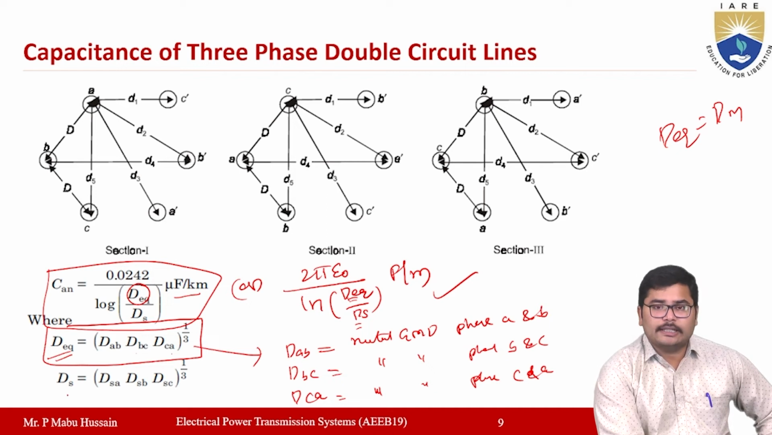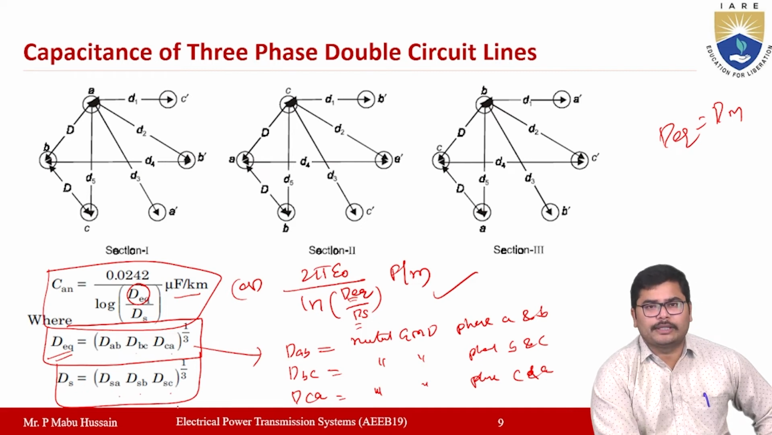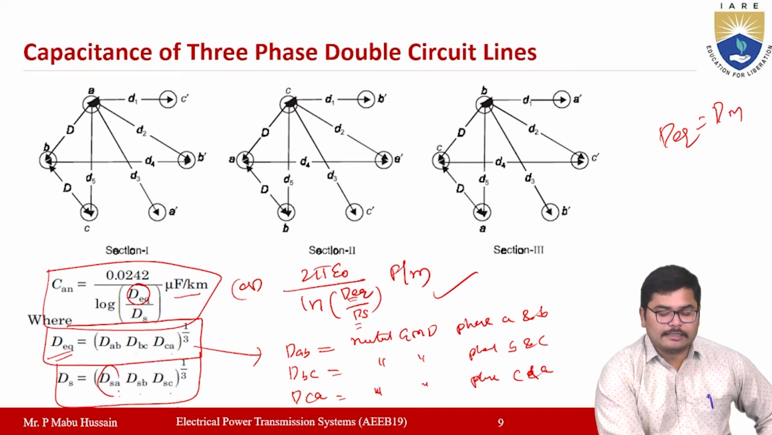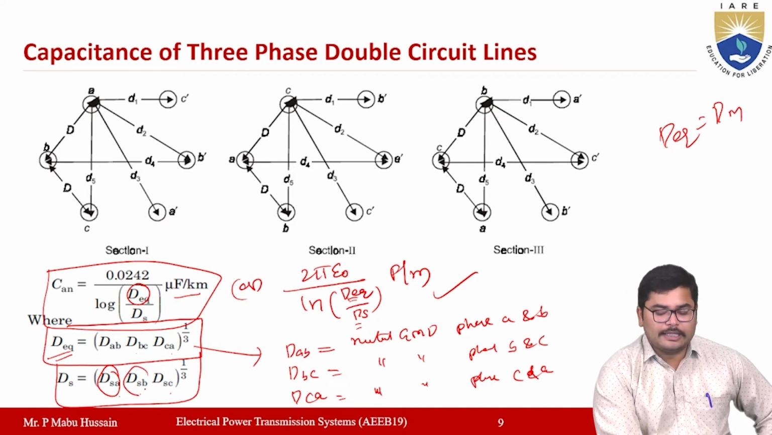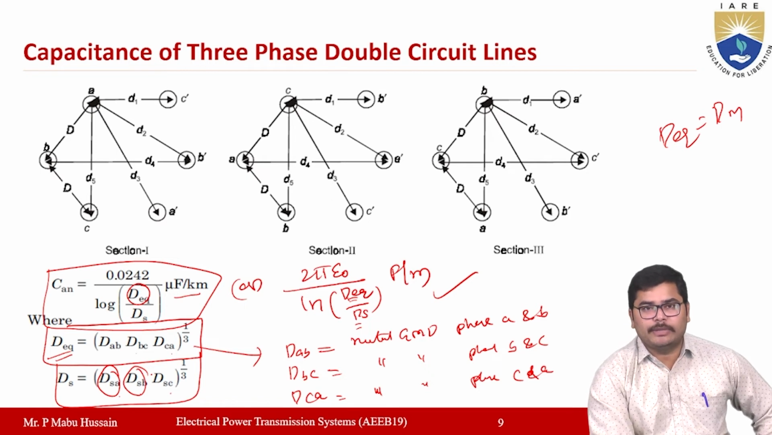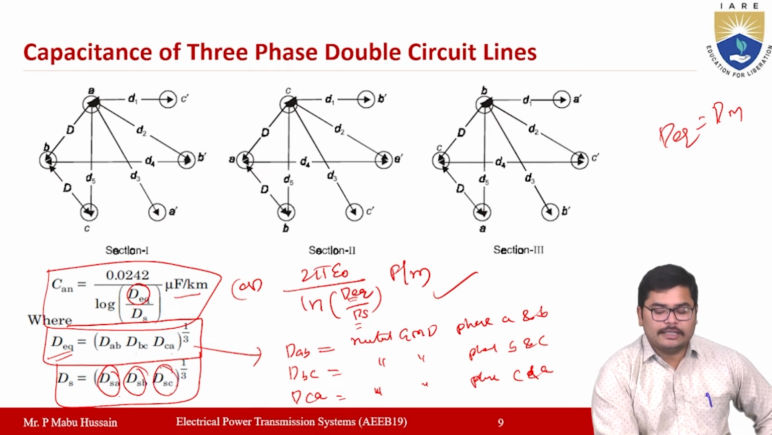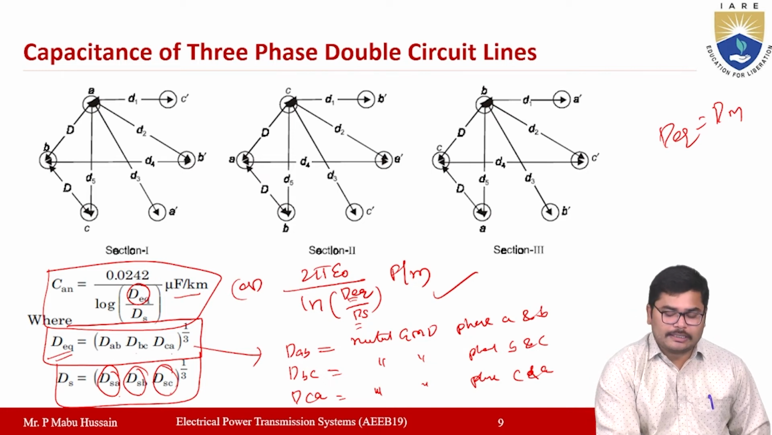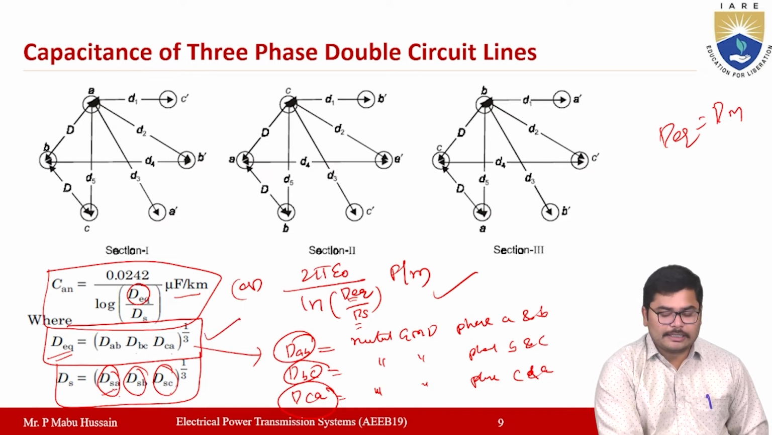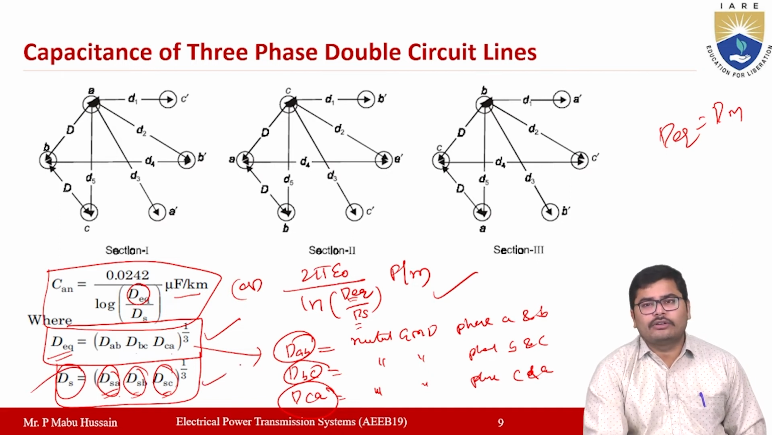And DS here you can calculate by using this expression. DS is equal to DSA, DSB, DSC whole to the power of 1 by 3. Here DSA is the self GMD considering phase A, DSB is the self GMD considering phase B, and DSC is the self GMD considering phase C. How can you determine DAB, DBC, DCA so that you will get D equivalent? And how can you determine DSA, DSB, DSC so that you will get DS by using this expression? We will see.